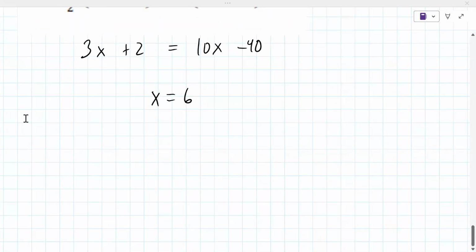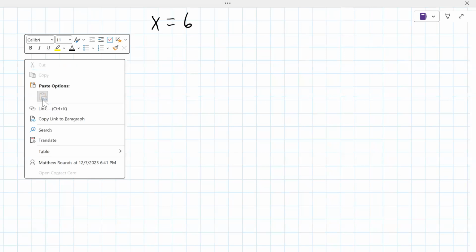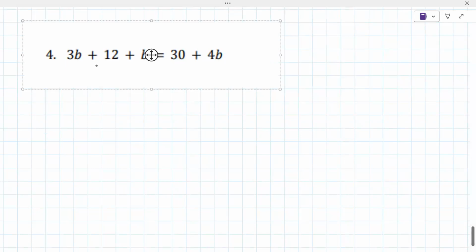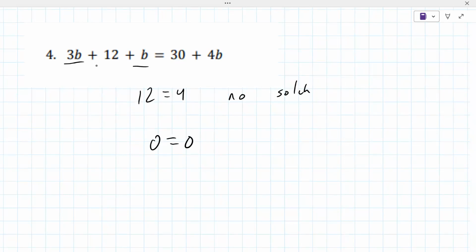I'm sorry, I don't know why I'm doing them out of order. All right, let's try number four. You have to combine like terms first on the left. No solution. Yep. So you got 12 equals 4, which is not true, no solution. What if it were 0 equals 0? What would that be? Infinitely many solutions.